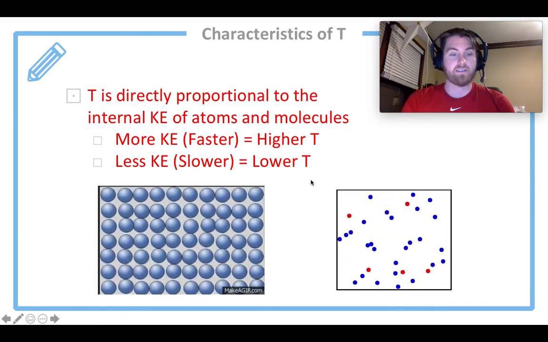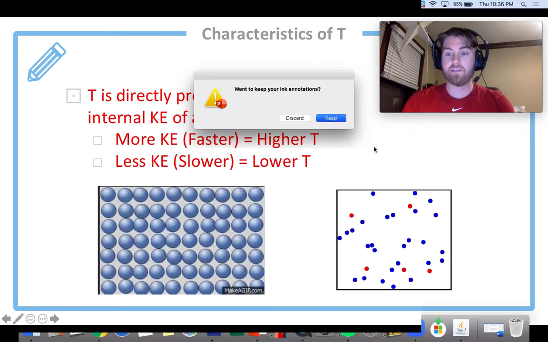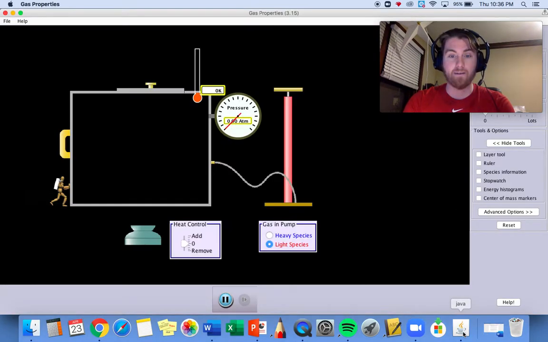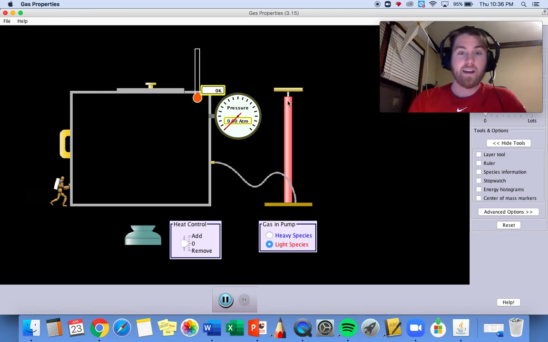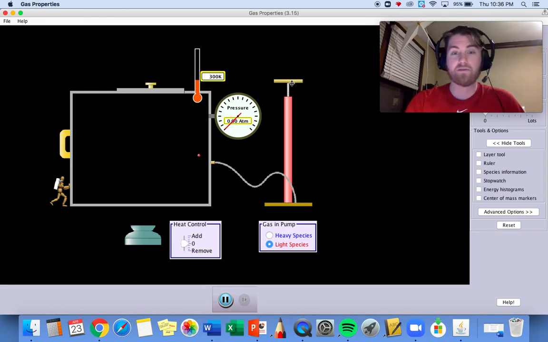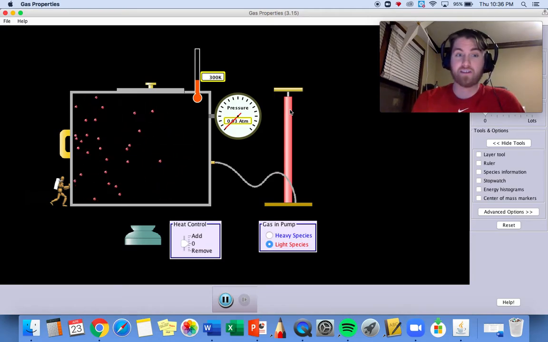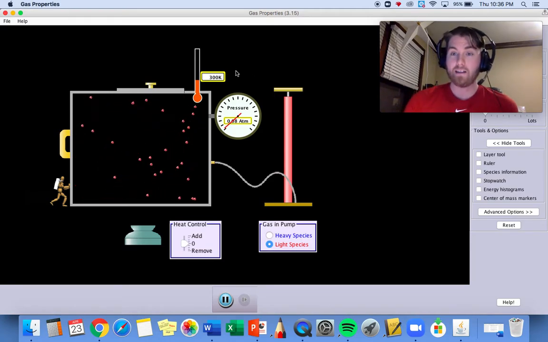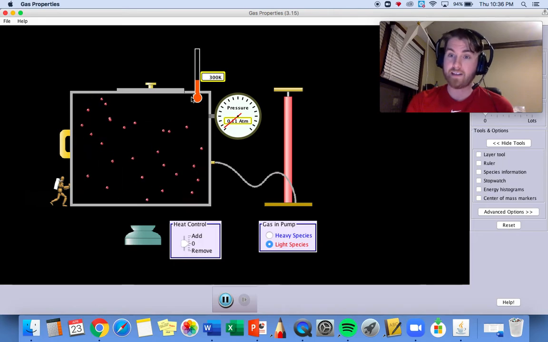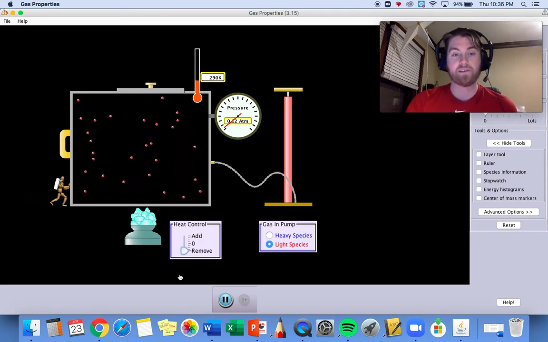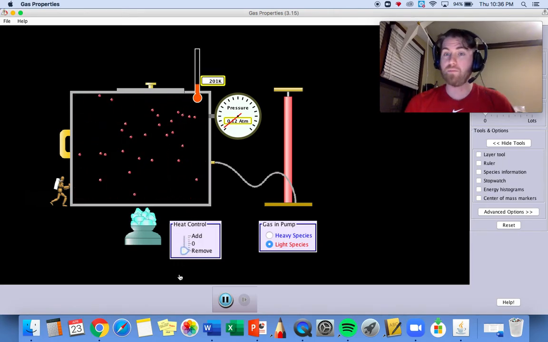Let me show this to you in a different way. So I'm going to flip on over. You can see I have just a simulation here. What I am going to do is pump in a gas of just a light species. Right now our temperature is at 300 Kelvin. I want you first to notice what ends up happening if I remove heat.